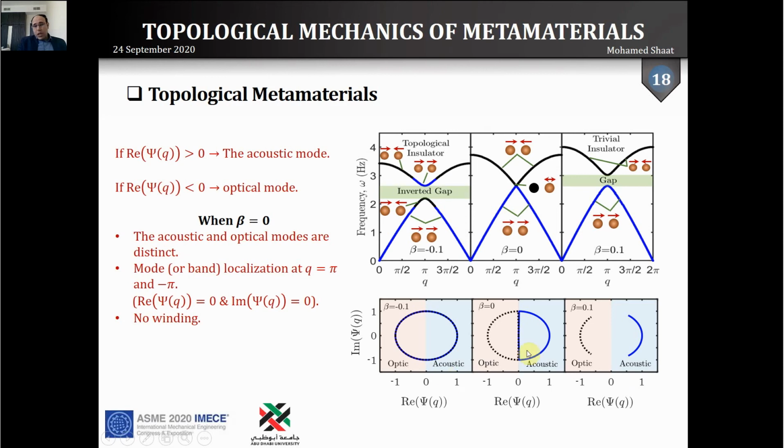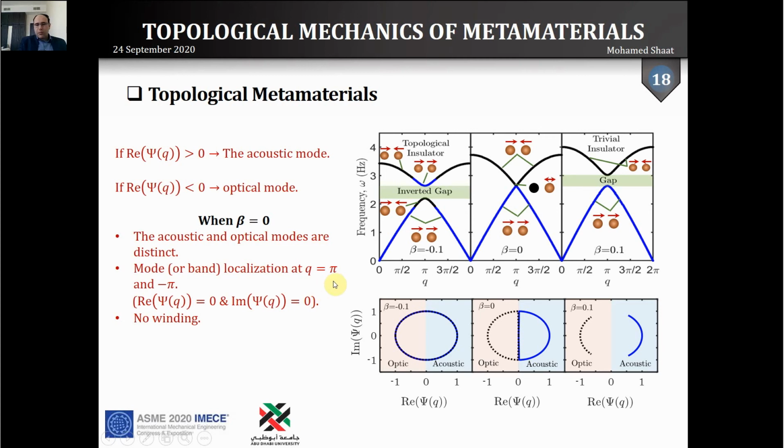Another thing is that when Q equals pi or negative pi, the real and the imaginary parts of these eigenmodes are zero. This indicates that there should be a localization happening here, as shown in this dispersion curve. This localization indicates that if we consider, for example, any two particles or unit cells inside the metamaterial, the vibration energy is confined at only one of these two particles or unit cells. It is not distributed as in the other scenarios or other cases.